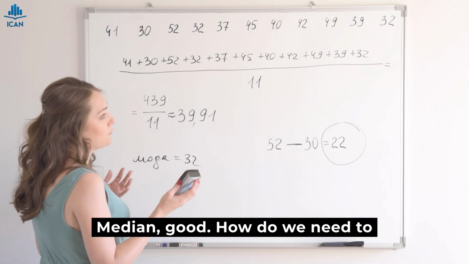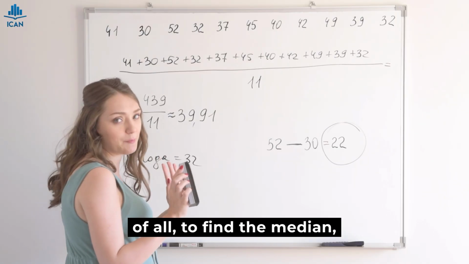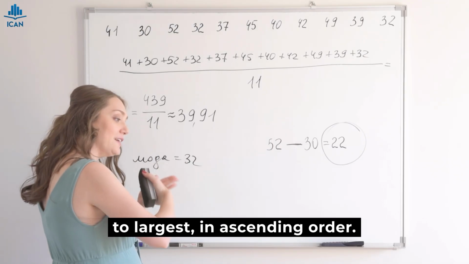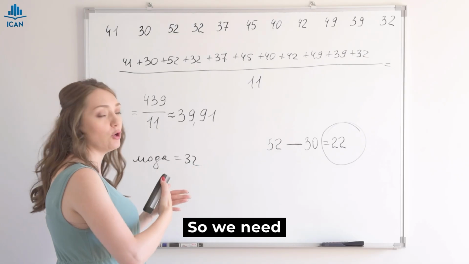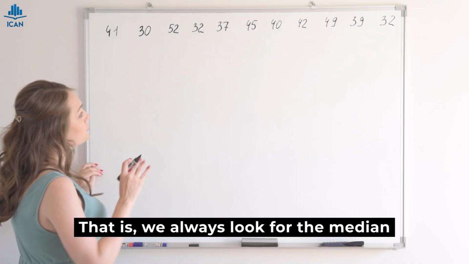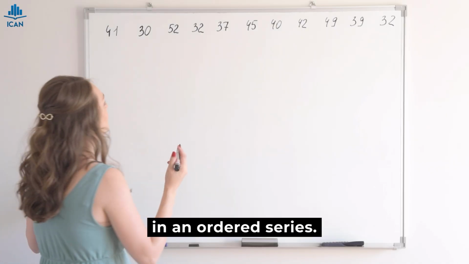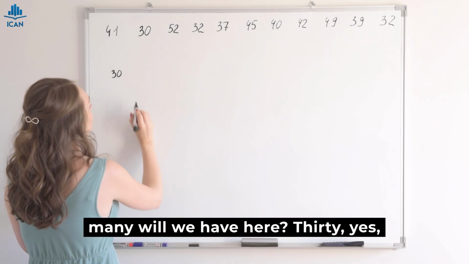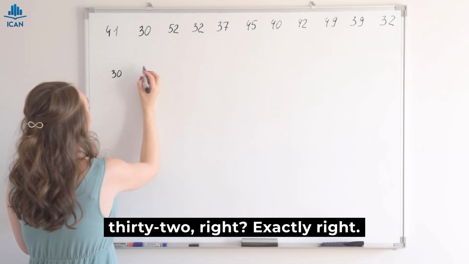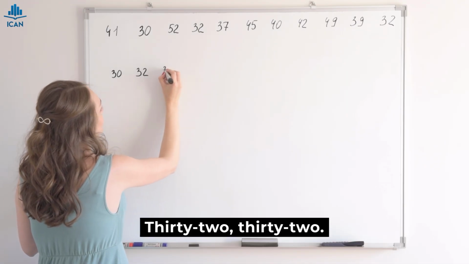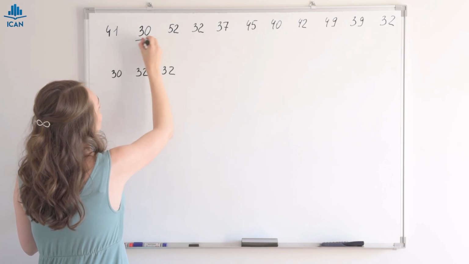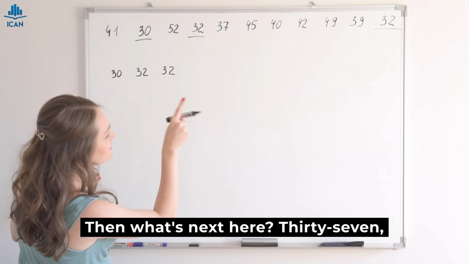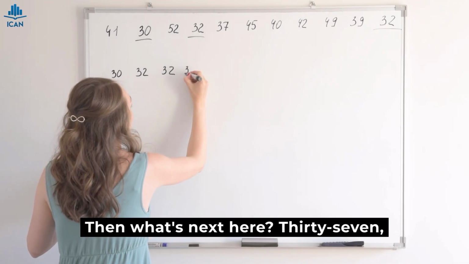Median, good. How do we need to find the median? Well, first of all, to find the median, we need to rewrite from smallest to largest in ascending order. So we need to organize it. That is, we always look for the median in an ordered series. So let's do it. The smallest, how many will we have here? 30, yes, 30. Then we'll have, I think, 32, right? Exactly right. 32. So let me highlight them so I don't forget anything. Then what's next here? 37, then 39.